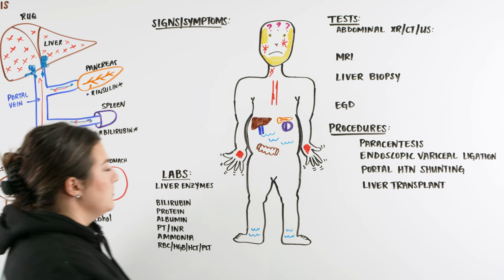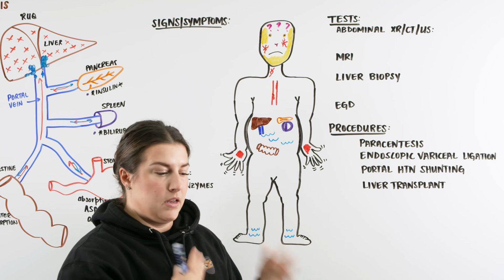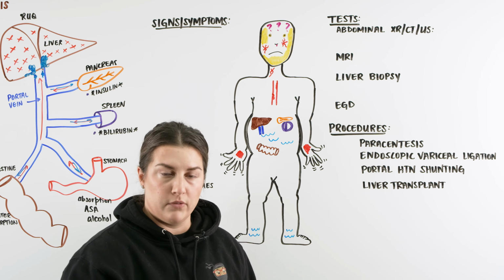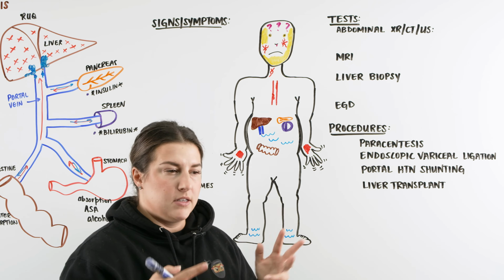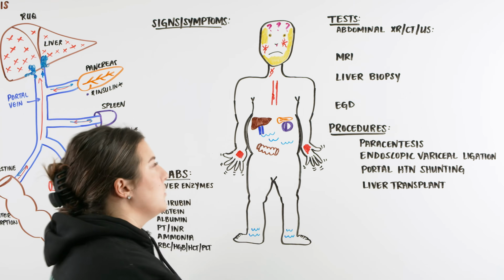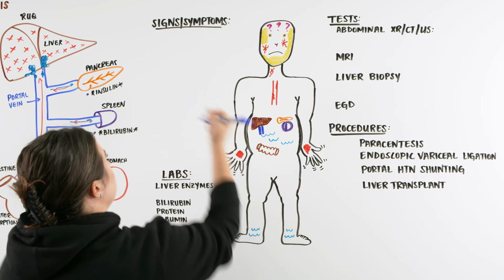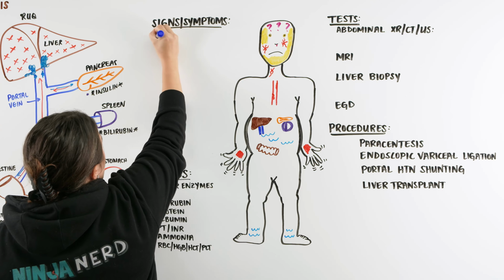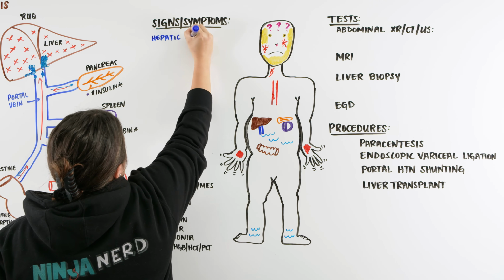So with cirrhosis, we want to start thinking back to that portal vein and back to the impediment of all the blood flow through the liver and what that could look like for all those other organs, and essentially what that would look like in our patient. So the biggest one, what the NCLEX likes to hit on all the time, is the hepatic encephalopathy.